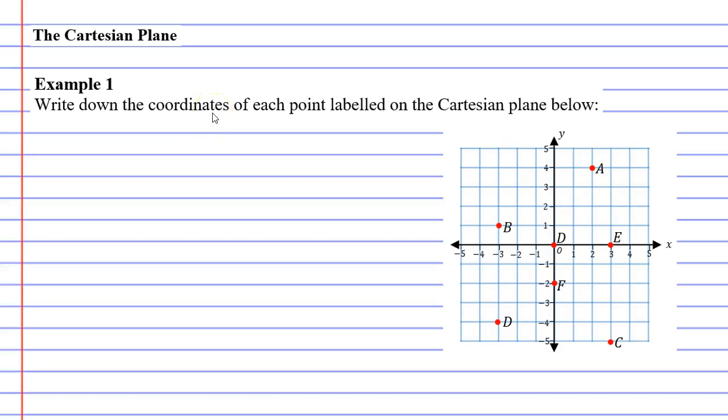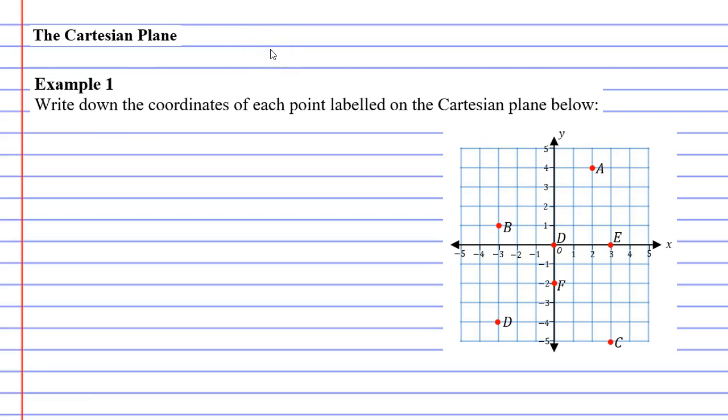In this video we're going to complete example 1 where we're going to write down the coordinates of points. We can see these points labelled with letters such as A, B, C, D and so on. You'll notice that this Cartesian plane is a little more challenging than the previous one because it has negative numbers as well as positive, but it still follows the same principles.